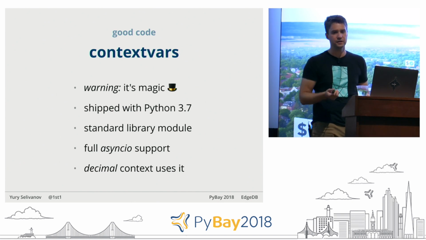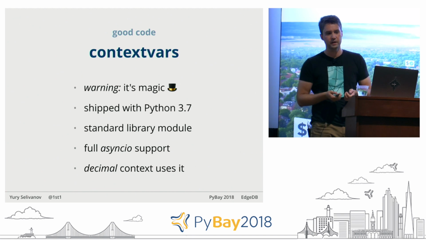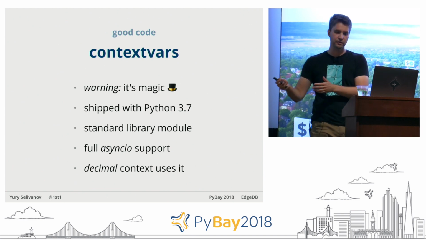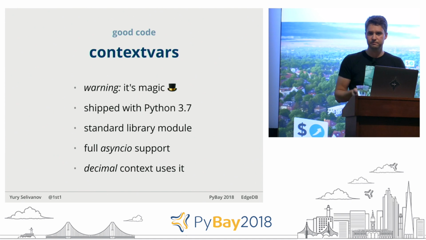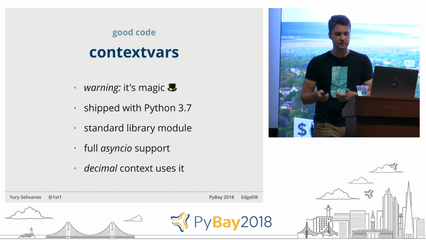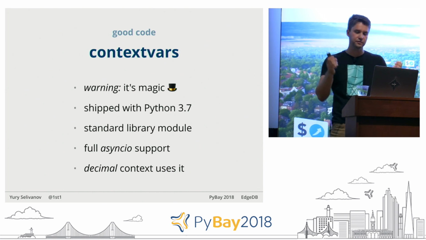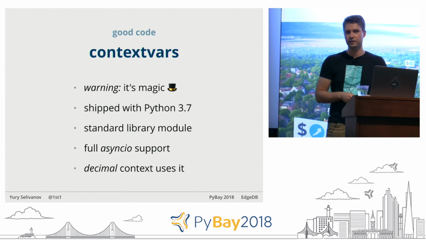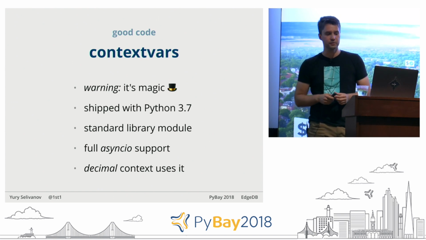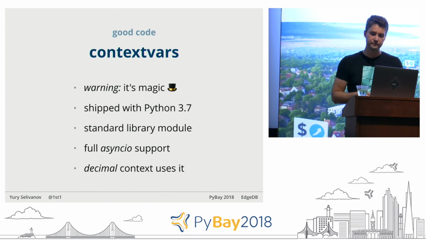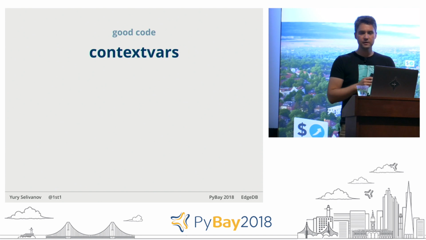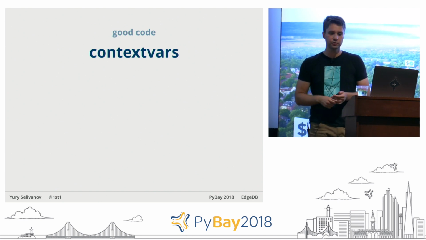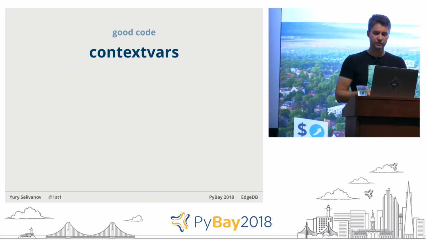So prior to Python 3.7, if you used the decimal module and you had different decimal contexts in different coroutines, then your computation probably had bugs in it. Now decimal context uses context variables, so async await code works correctly with the decimal module. And actually, the NumPy library will use context variables, or maybe is already using them pretty soon. So context variables, again, this is a standard library module, so it's not a syntax extension.